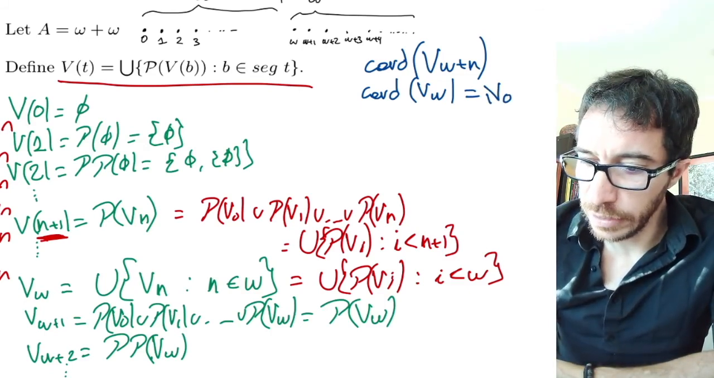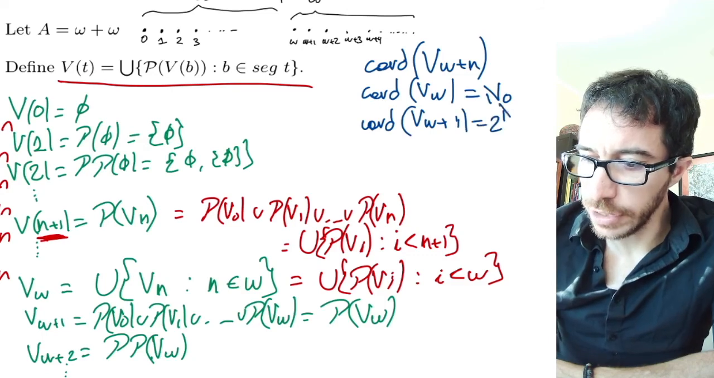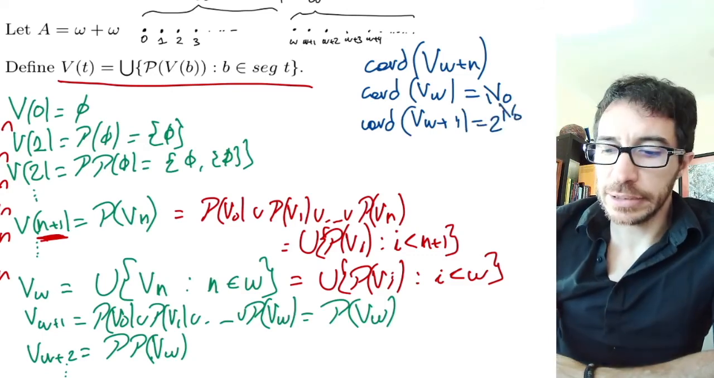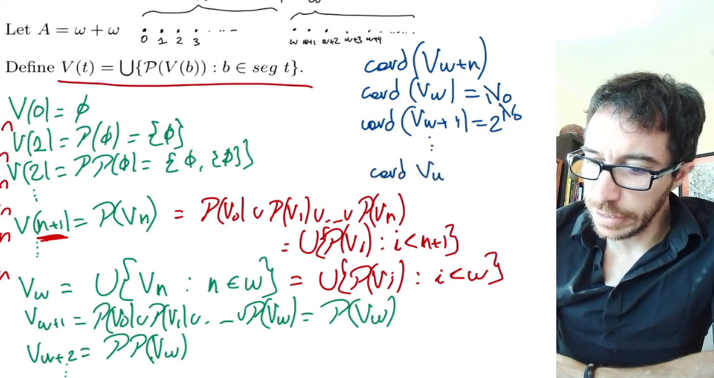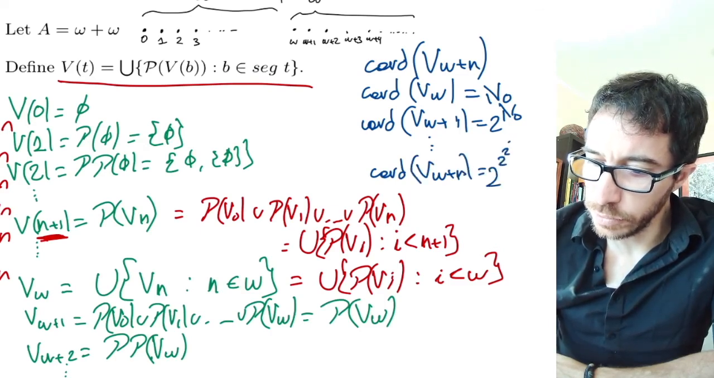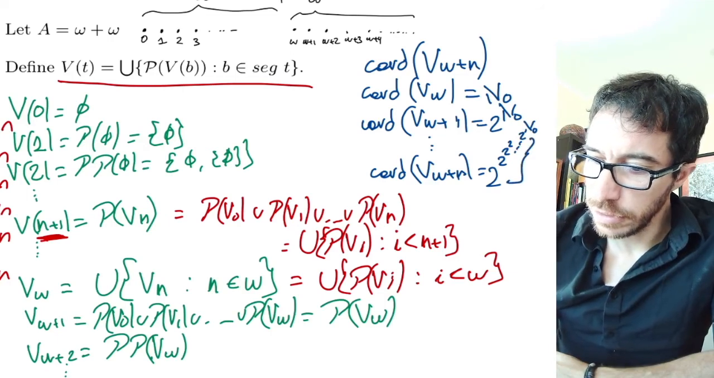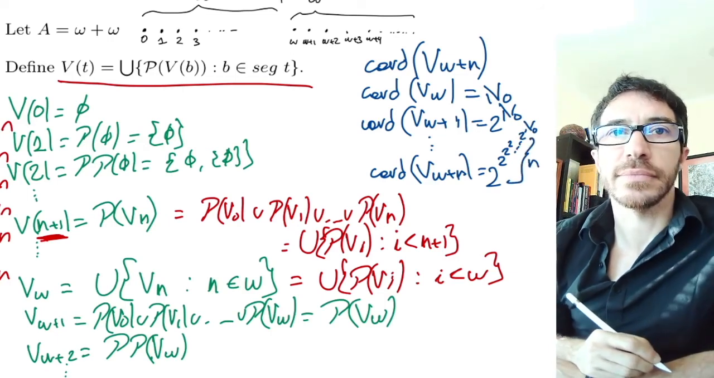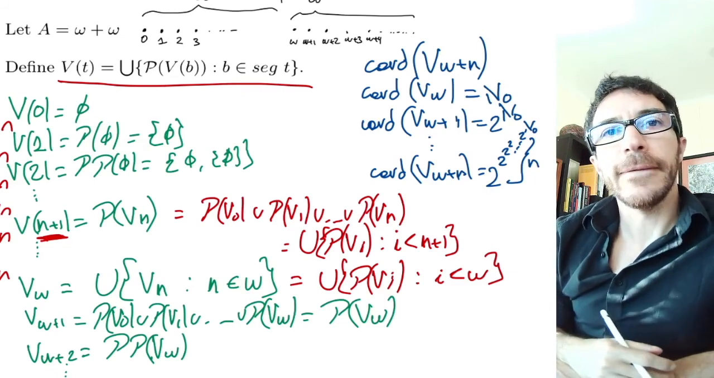And then we start taking the power sets, right? So the cardinality of V omega plus 1 is 2 to the aleph naught, which is the cardinality of the reals. And then we took the power set. So the cardinality of V omega plus n is 2 to the 2 to the 2 to the 2 to the 2 to the aleph naught, and this chain has n many 2's. So it's a pretty large set, right, that we get up there.